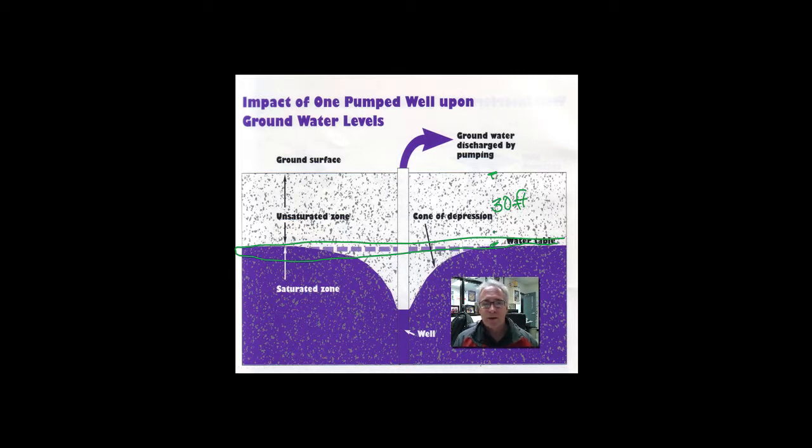So around here in Northern California, it's anywhere probably from 30 to 100 feet depending on the season and depending on the area that you live in. So this is an unsaturated zone. That's the area where there isn't any water.